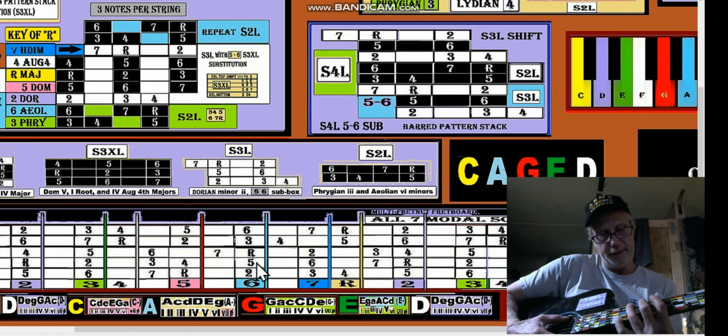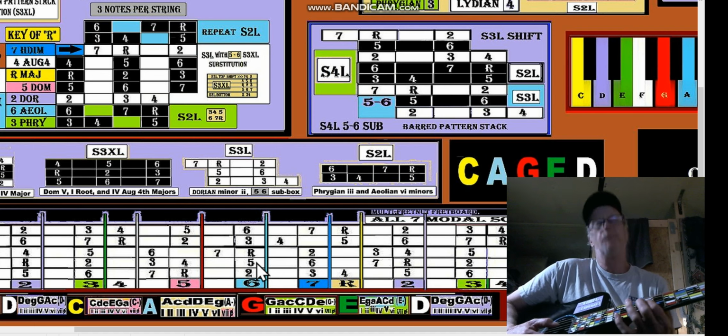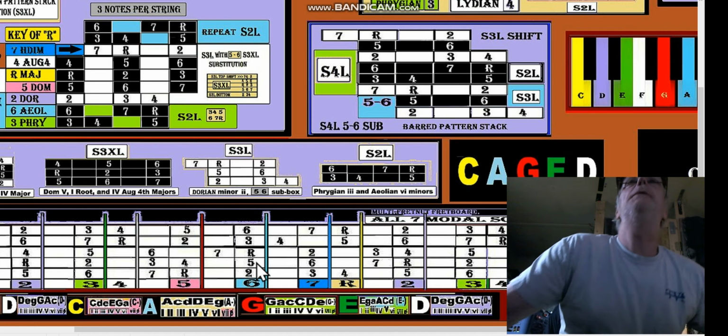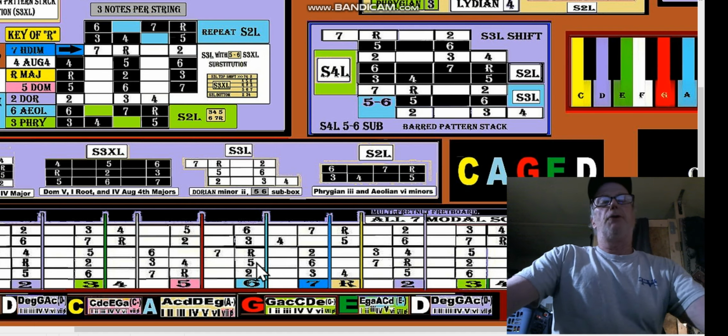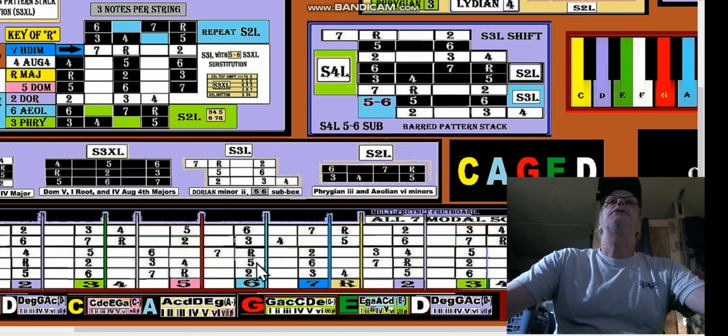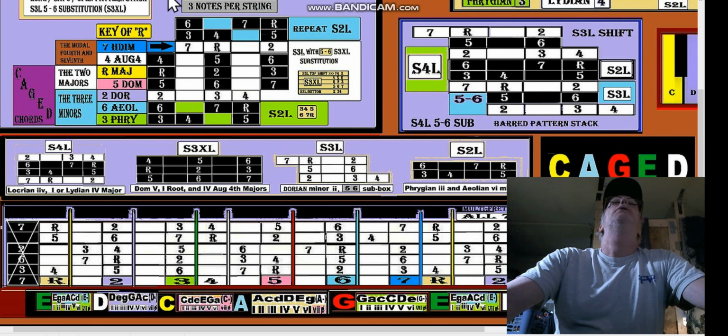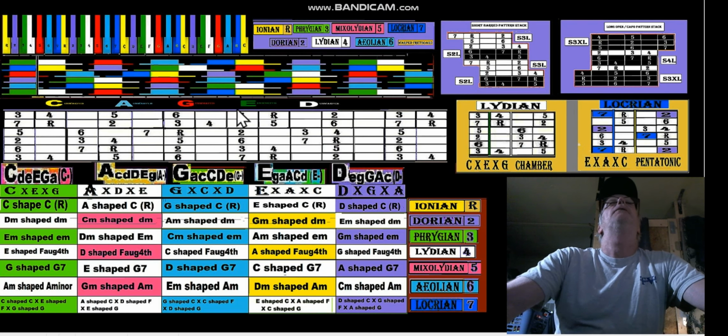It's tough to play like that. And that we're going to use in the modes. A lot of people don't know about the G minor shape or C minor shape in CAGED. But you look at these guys down here, and we're going to explain that in the next chart. So let's go ahead with the next chart right now.